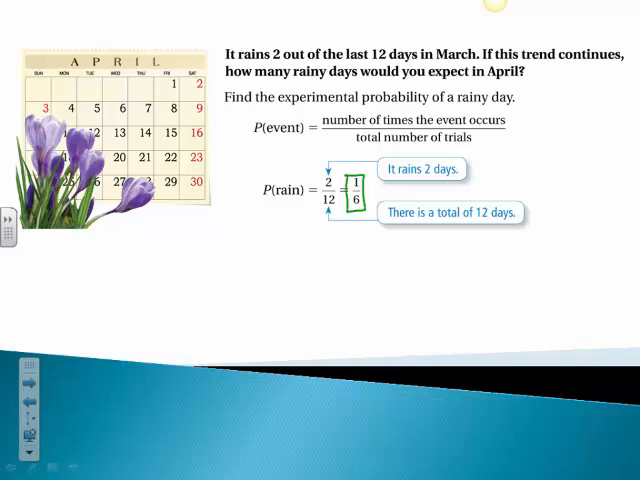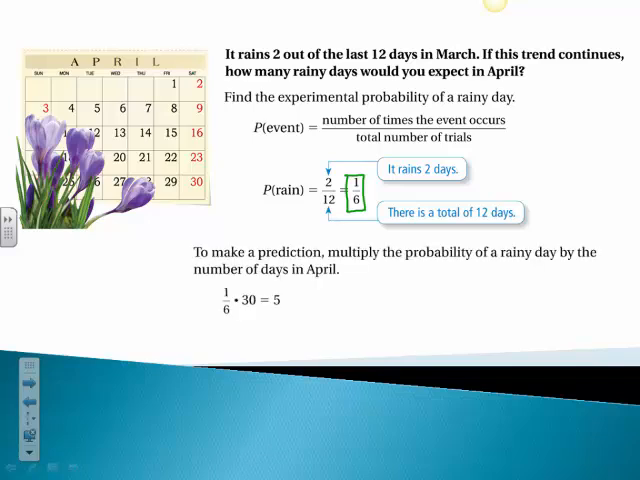All right, and now we have to try to predict or figure out how many times we think it will rain in April. So 1/6 of the days will rain. At least that's our experimental probability. So we have to do 1/6 of the days in April. Of is multiplication. So 1/6 times 30 days, and we get 5. So we can predict that there will be 5 rainy days in April. Okay, so that's just a prediction. It may not happen, but based on our probability, that is what we expect to happen.